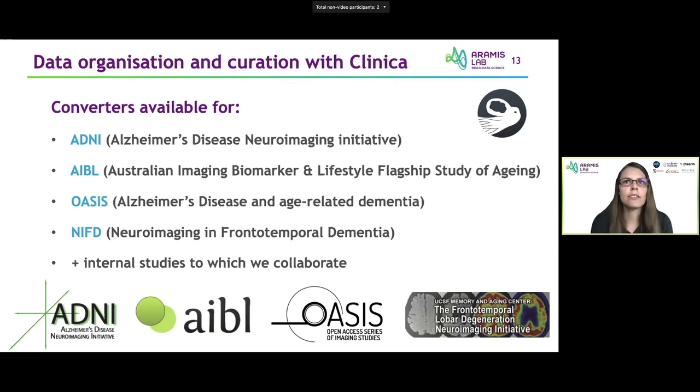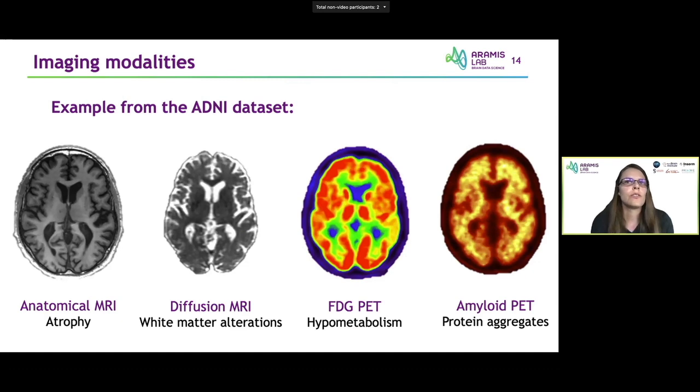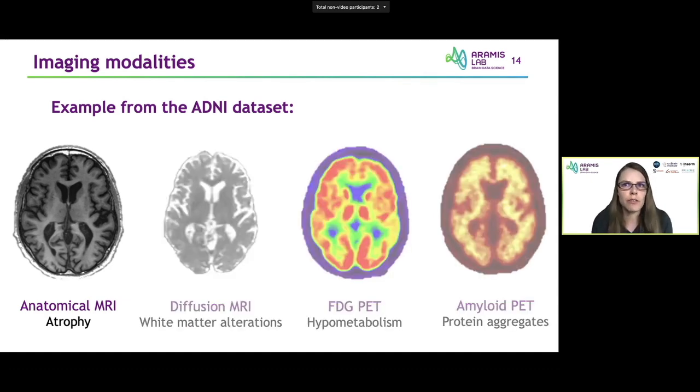Because reorganizing datasets to follow the BIDS format can be a bit painful, Clinica provides converters for different publicly available datasets, namely ADNI, AIBL, OASIS, and NIFD. Now that all is well organized, we can start looking at the images. Depending on the dataset, several modalities may be available. For ADNI, you'll have, for example, anatomical and diffusion MRI, but also PET with different tracers. In the following, we'll focus on anatomical MRI as it is the most common one.